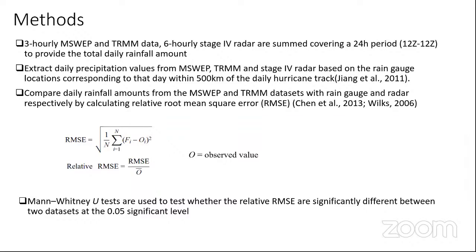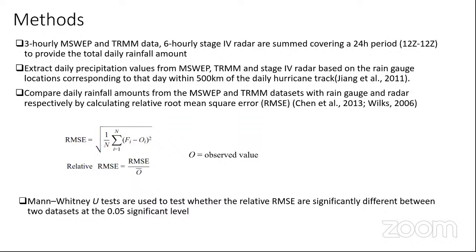Root mean square error is a frequently used measure of the differences between the predicted values and the real values. Here, we treat the rain gauge value and the radar value as the real value, and the MSWEP and the TRMM as the observed value. We use the relative root mean square error to consider the rainfall amount's influence, because we divide the root mean square error by the average rainfall, which gives us a kind of unit root mean square error that is more meaningful and accurate.